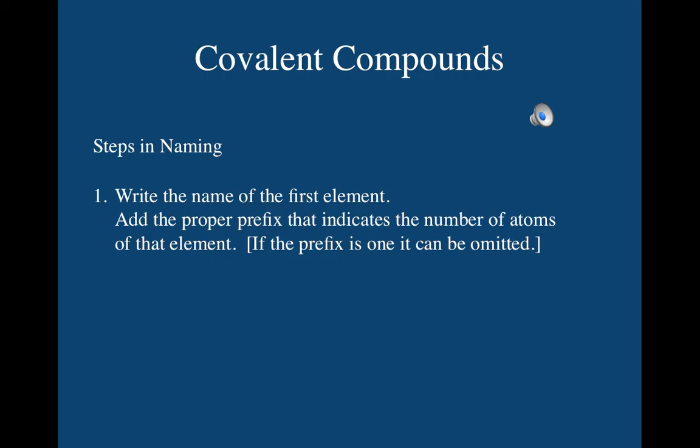You write the name of the first element, and then you add the appropriate prefix, the mono, the di, the tri, the tetra, all that stuff. Pre means before, so it goes in front of the name of the element. If the prefix is 1, it can be omitted, so we usually don't say monocarbon dioxide, we say carbon dioxide.